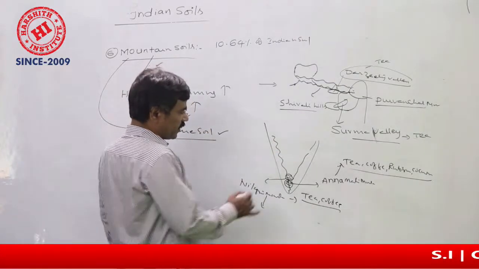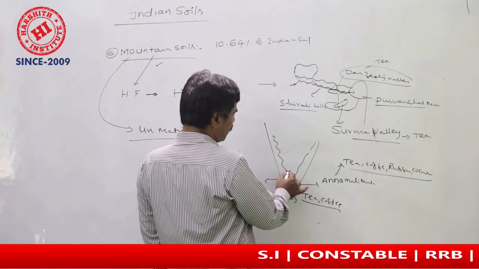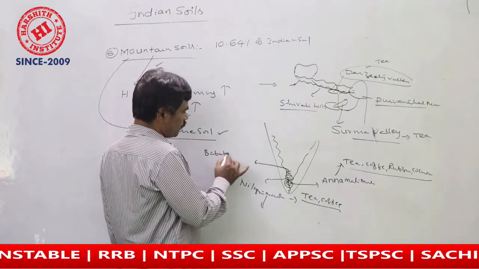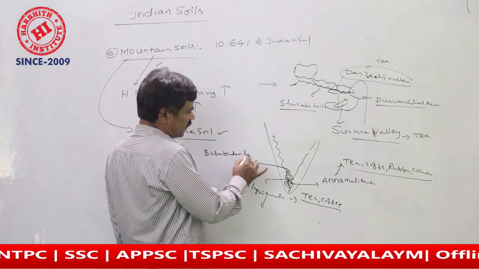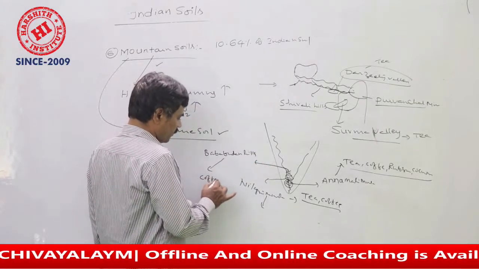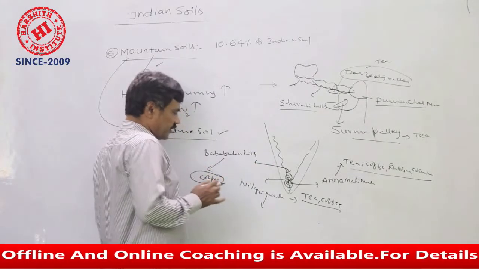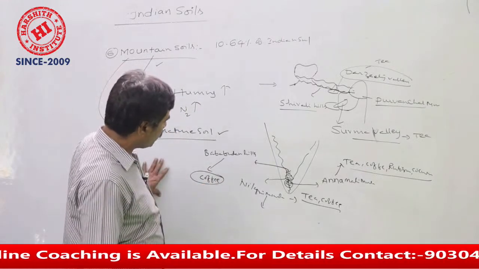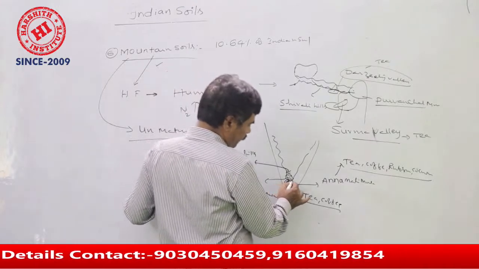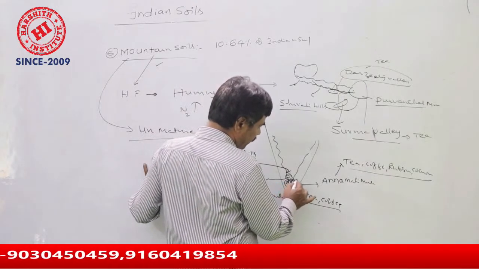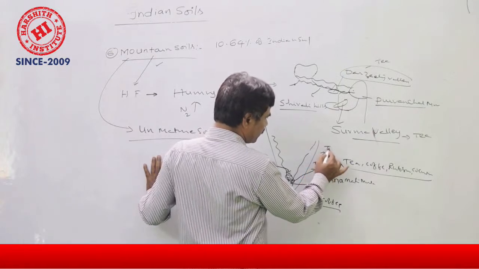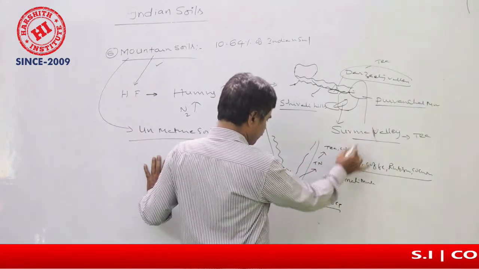In Karnataka, the Baba Budan Hills are very famous for coffee production. Maximum coffee is cultivated on the slopes of the Baba Budan Hills in Karnataka. The Palani Hills in Tamil Nadu are very famous for tea, and coffee is also cultivated here.